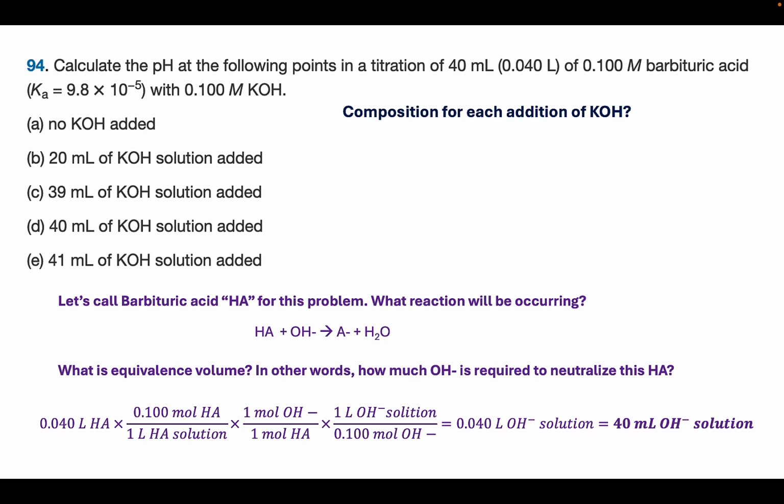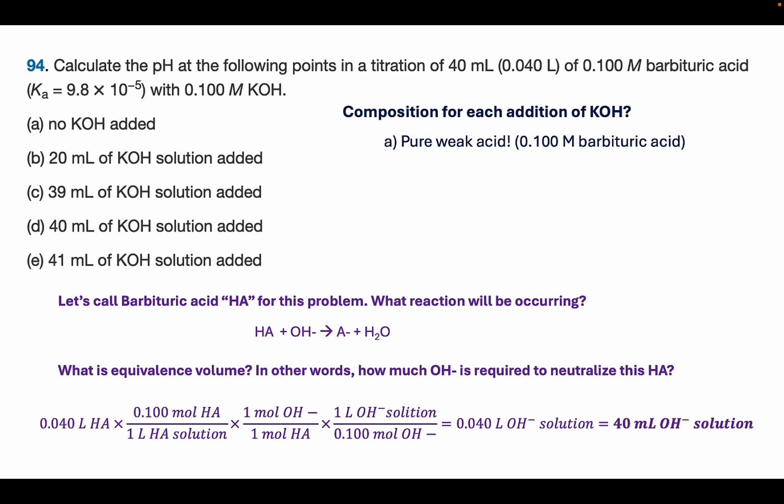We want to know what exactly are we dealing with for each addition of the potassium hydroxide. And so here is another good opportunity to pause and see if for A through E, we can briefly describe the composition. In other words, what is there, right? Is there weak acid? Is there weak base? Is it a buffer? Is there excess hydroxide? These are the things we want to watch out for.